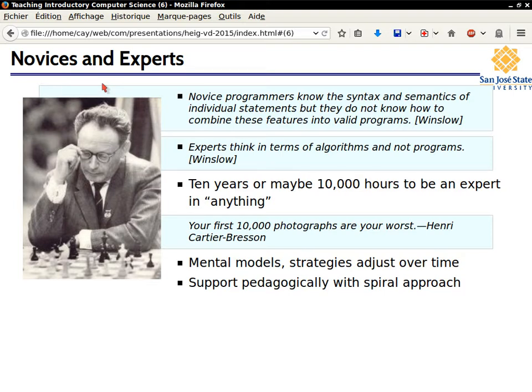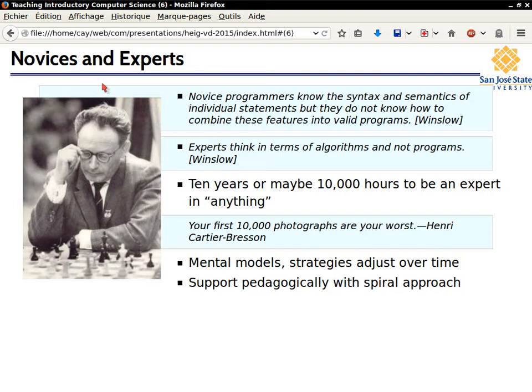Of course, you can be an expert in something stupid faster. But if it's worth learning, some people say it takes 10 years, some people say it takes 10,000 hours. Surely it must somewhat depend on the discipline. Henri Cartier-Bresson famously said, your first 10,000 photographs are your worst. And it's probably the same thing with programs. The first 10,000 computer programs that you wrote are probably not your best.